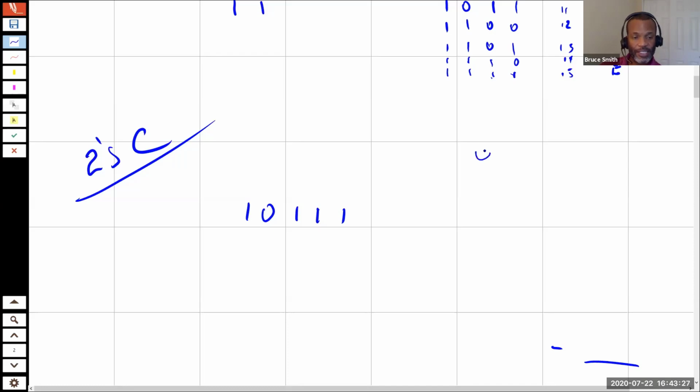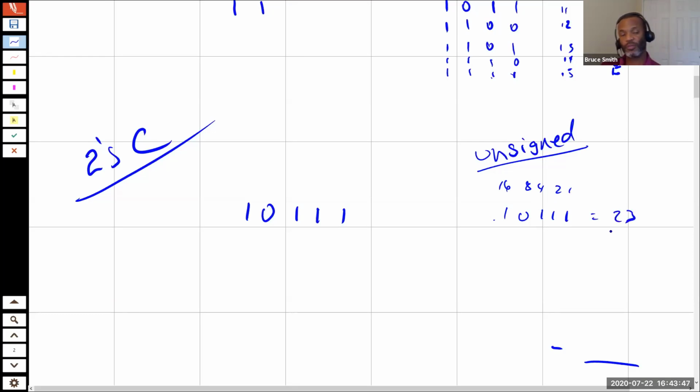If I say that it's just simply unsigned, meaning that there's no information regarding sign, then it's a different value to be interpreted. If it's unsigned, it's a lot easier. 1, 2, 4, 8, 16, 16 and 7. I know that the answer is 23 if it's unsigned. If it is signed, then the answer is going to be 1, 2, 4, 8, 16. This is a negative 16 plus a 7, so that's going to be a negative 9.